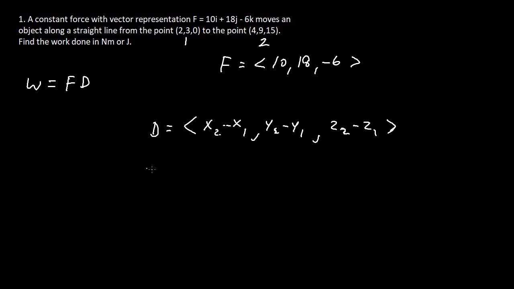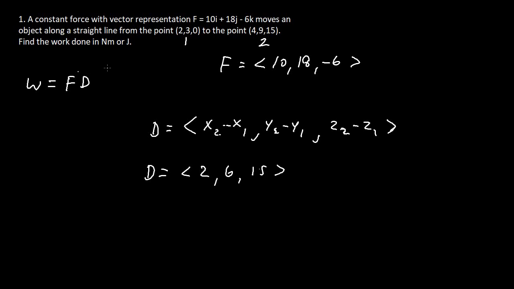So the distance vector here is going to be x2, which is 4, minus x1, which is 2. So 4 minus 2 gives us 2, comma y2 minus y1, so 9 minus 3 gives us 6, and then comma 15 minus 0, which gives us 15.